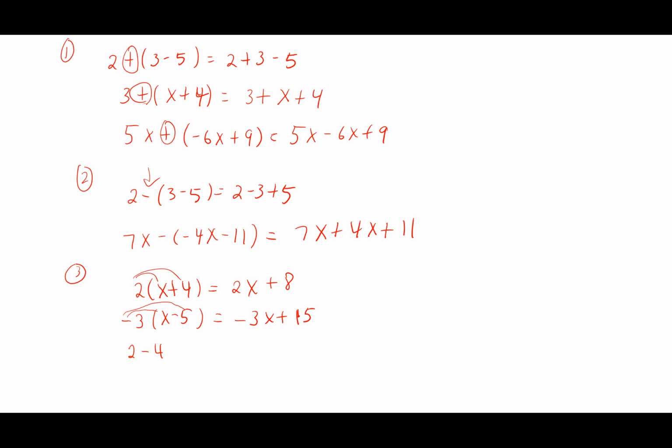2 minus 4 times 3x minus 5 equals 2 minus 12x plus 20. Oh, I'm sorry. I gave you the answer before I even explained it, didn't I? Alright, so we got 2, so you just bring 2 over here. Now you have negative 4 times 3x. Well, that's going to be negative 12x, or minus 12x. And then you have minus 4 times minus 5. That's going to be plus 20. Okay, and that's all you have to do. Pretty easy, not too hard.